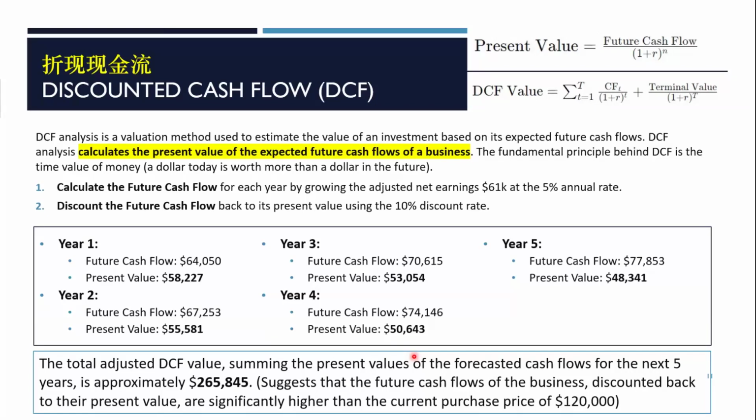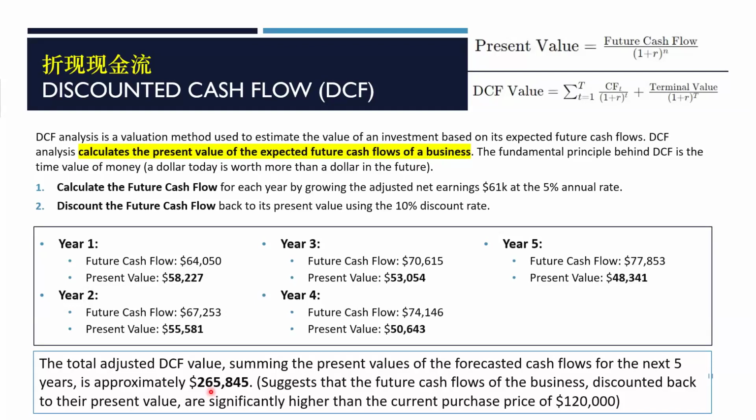So we use adjusted NOI, which is 61K, so we get something about 265K cash flow for the next 5 years, and then you would pay about 120. So that means it's around 3 times profit, right? So maybe the first year you will get your money back, and then the second year you're earning something like that. So who knows, right?